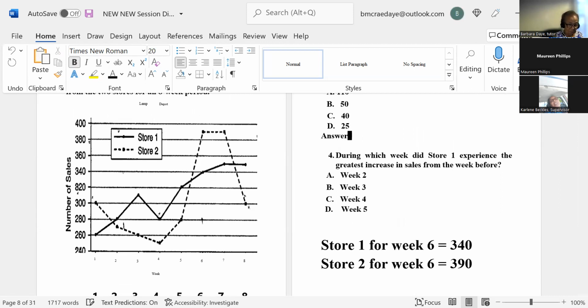Answer B. Because you got 390, and that's how we figured it out. Minus 340 equals 50.